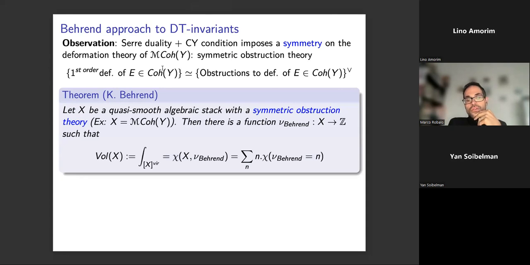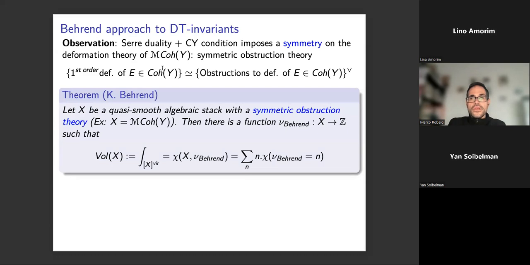Then there's actually another way to compute the volume of the moduli space that comes from the definition of a function called the Behrend function, and that essentially allows us to stratify the moduli space and then compute the volume by computing the Euler characteristic of each stratum, weighted by the Behrend function.